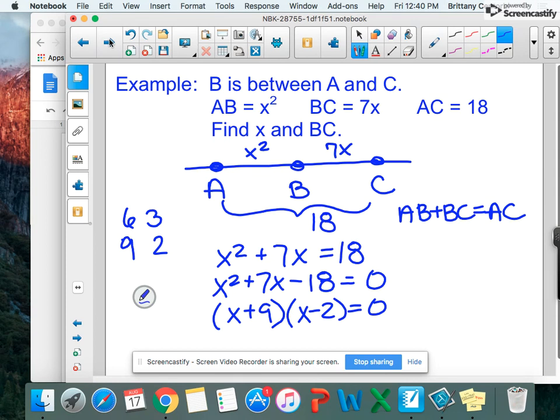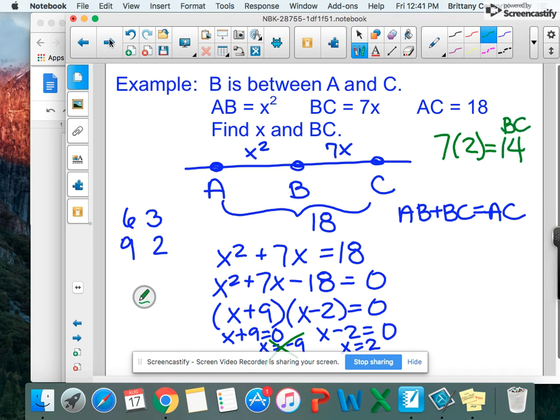If we go to solve them both, we've got x plus 9 equals 0, and x minus 2 equals 0. So our two solutions are x equals negative 9 and x equals 2. But again, if we think about our problem, if we go back up here, we plug in negative 9, 7 times negative 9, it does not make sense to have a negative for a distance. That means we can get rid of negative 9. So when we're looking for BC, we're just going to do 7 times 2. So BC is going to equal 14.